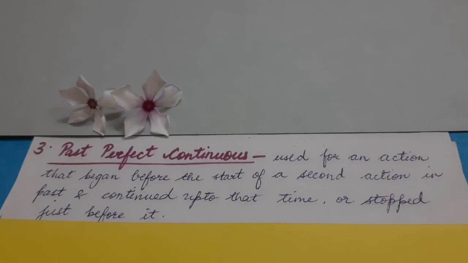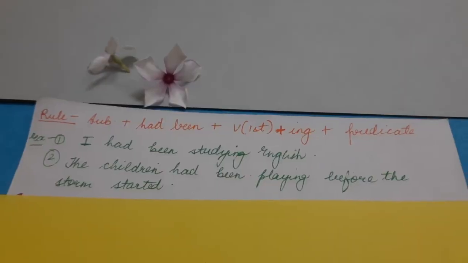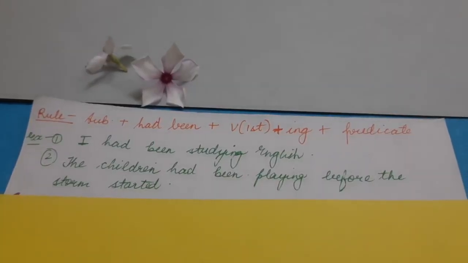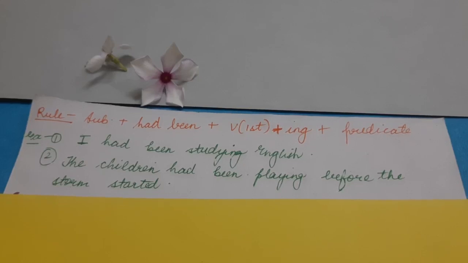So there we use past perfect continuous. Let's see it with an example. The rule for this is subject plus had been plus verb first form plus ing plus predicate. For example, I had been studying English. You started studying English, then you started doing something else, but you just finished the action, or you just stopped doing the action before the start of the second action.